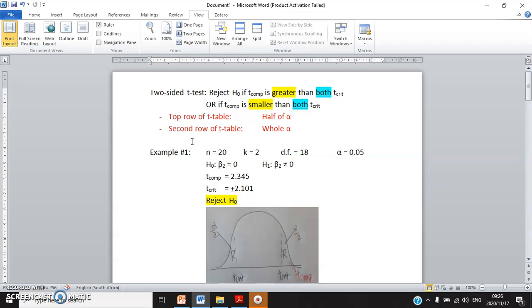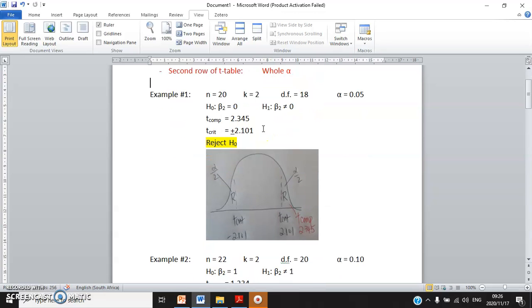And then when you look for the critical t-statistic, remember in the top row of the t-table, it gives you half of the alpha. Remember, this is a two-sided test, so we split the alpha into 2 equal parts, half of the alpha on each side. Second row of the t-table would give you the full alpha. So let's look at the first example.